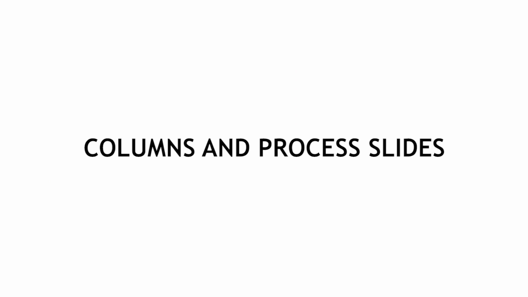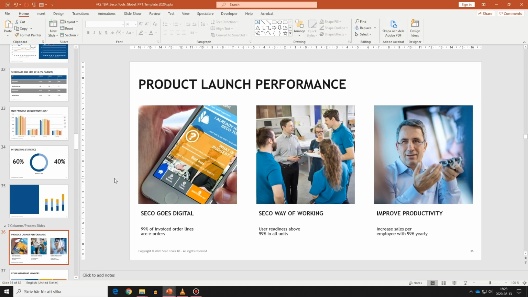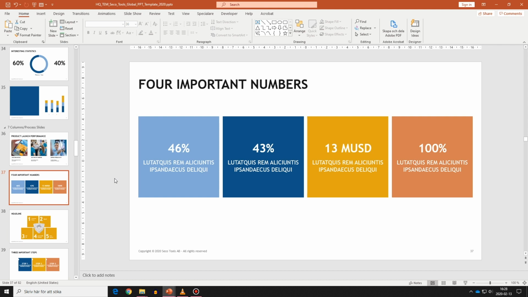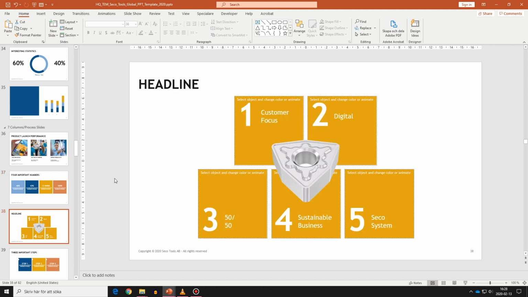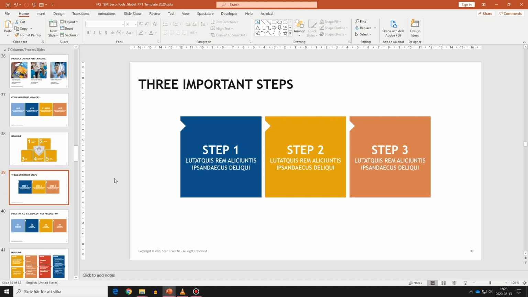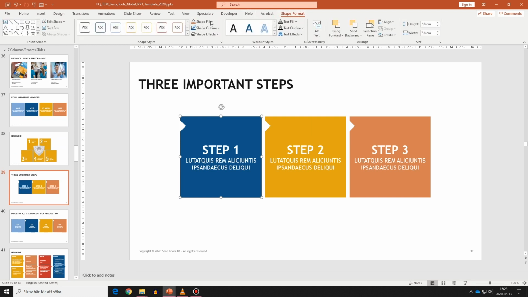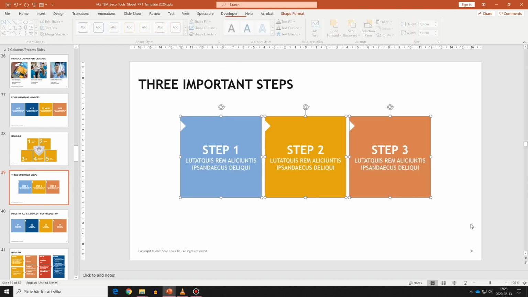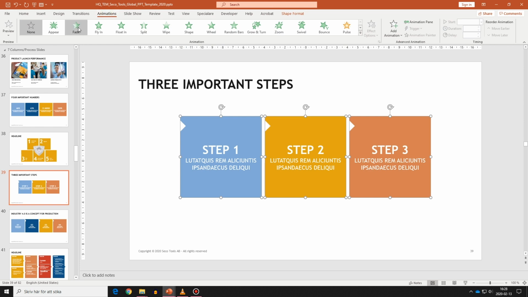Columns and process slides. The column and process slides are perfect for presenting brief insights, key figures, and forward-looking processes in a more visual way. You can always select the different objects and change colors using the Format Fill menu. If you want to animate the various steps on clicks, we recommend that you use subtle entry effects such as fade or appear.